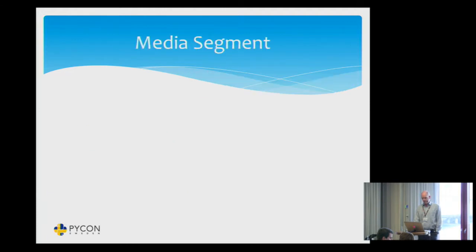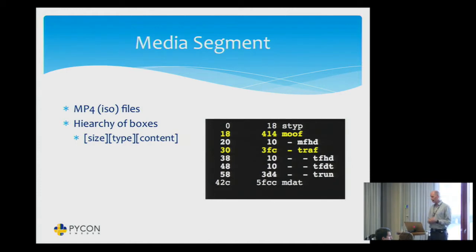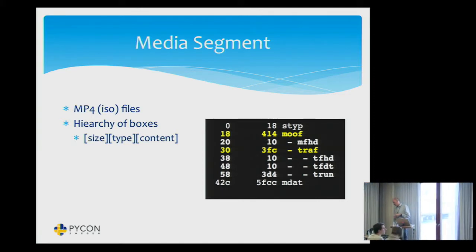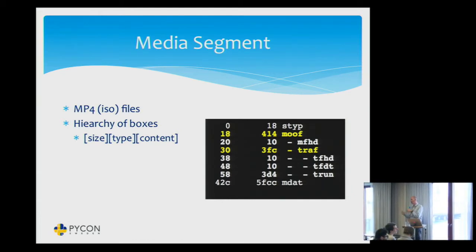The next thing is the media segment, which is an MP4 or ISO file. It's also standardized by MPEG. It can contain different types of media, like video in H.264 or HEVC format, audio in AAC format, and things like that. It's built as a hierarchy of boxes. Each box has a size field of 4 bytes, a type which is 4 characters, and then the actual binary content. And then you can have a hierarchy like this.